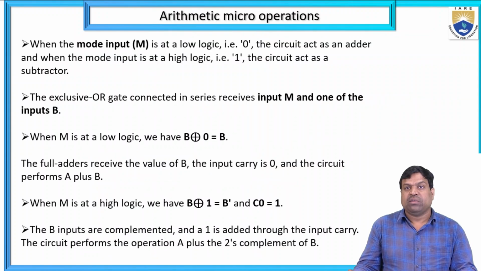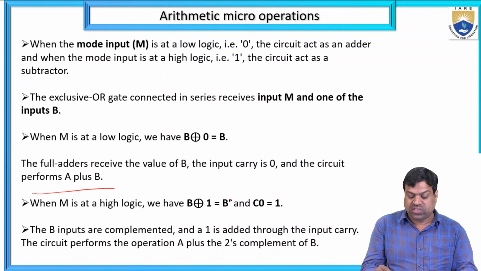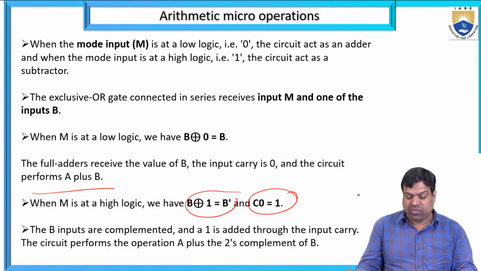When mode M is at low logic, the circuit acts as an adder. When the mode input is high, the circuit acts as a subtractor. The exclusive OR gate connected in series receives input M and one of the inputs B. When M is at low logic, we have B plus 0 equal to B, and the full adder receives the value of B and the input carry equal to 0. The circuit performs A plus B. When M is 1, B plus 1 equal to B bar, then carry equal to 1. It is the 2's complement of B.